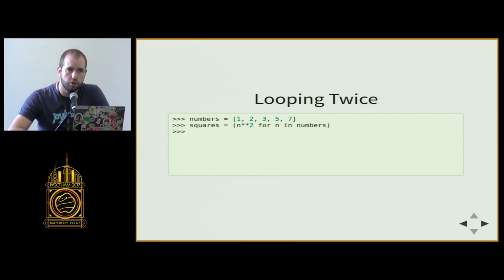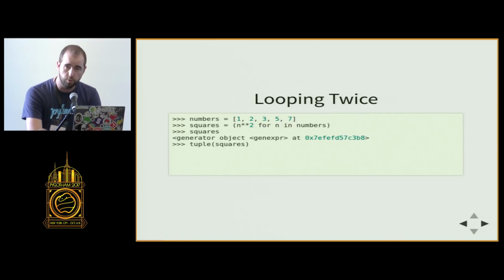Squares is a generator. If you haven't seen generators before, that's all right. You'll just have to believe me, that is a generator. This generator will give us the squares of each of the numbers in that list. Generators are lazy. We can't do much with this squares thing except loop over it. We can pass it to the tuple constructor here.